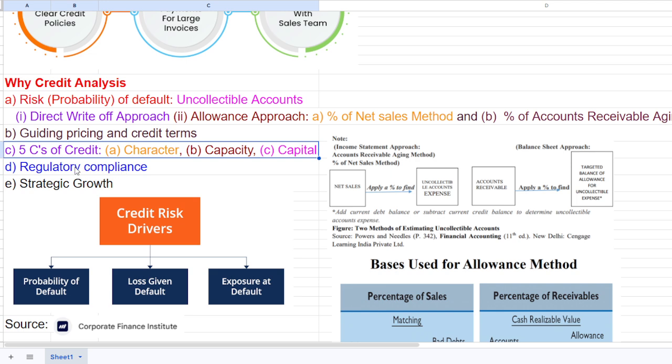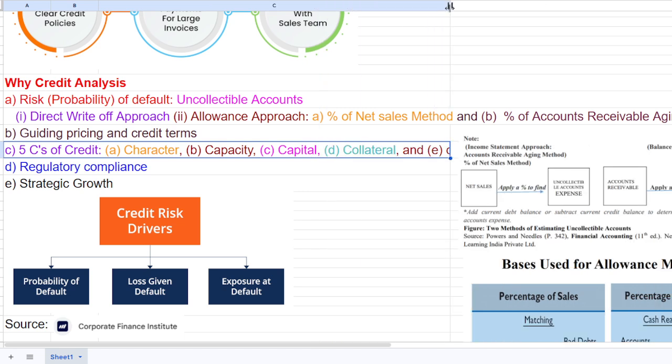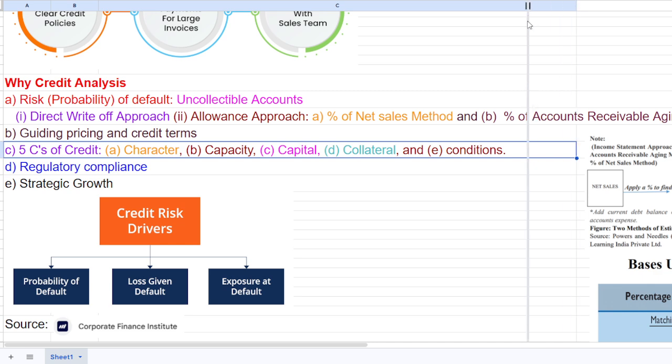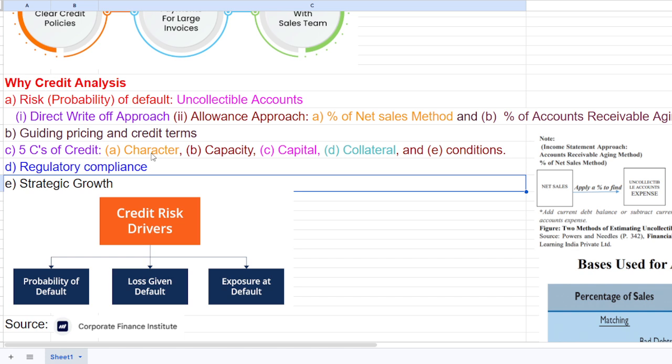C is the 5 Cs: character, capacity, capital, collateral, and conditions. Character is about analyzing the character of the customer, their past behavior. Based on experience we can at least understand that. Otherwise, if you are dealing with the customer for the first time, we particularly don't want to sell goods on credit without knowing the character.